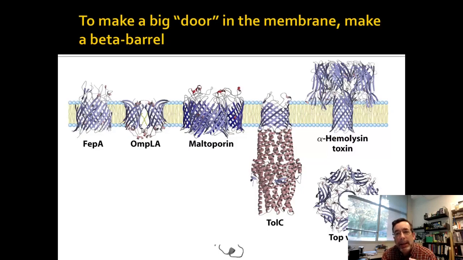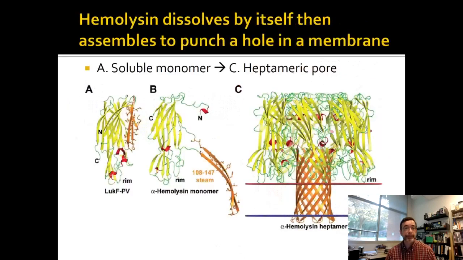It's made by another organism that wants to blow up your red blood cells, and it literally will have a beta barrel that punches holes in the membrane. Once those holes are punched, then basically the ions will flow in and out until they reach equilibrium, and a cell at equilibrium is no longer alive. A cell at equilibrium is dead. And this is exactly how hemolysin actually works.